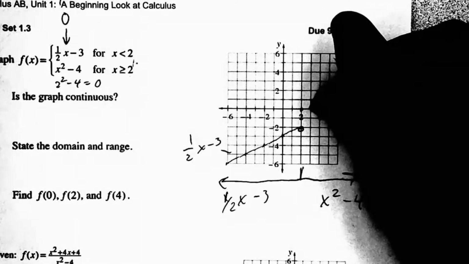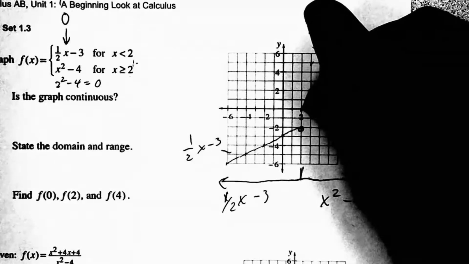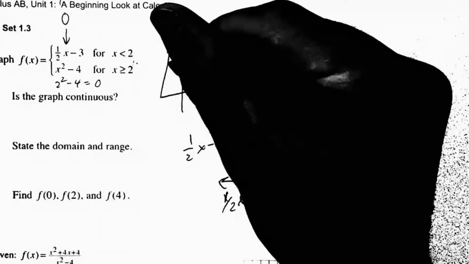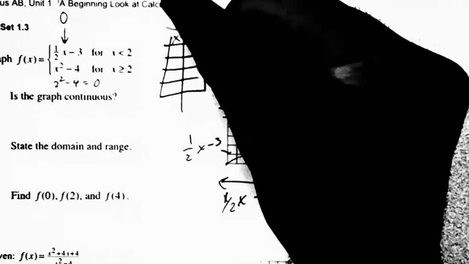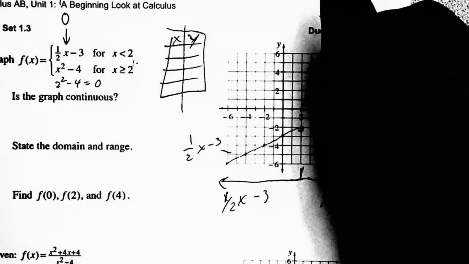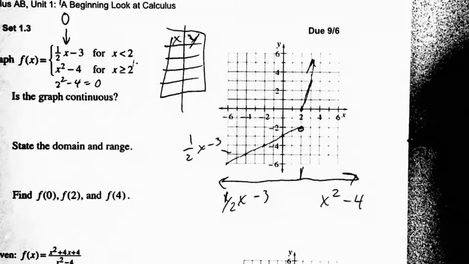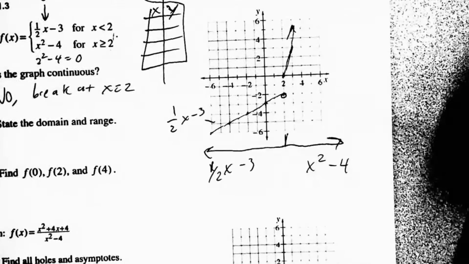When I plug in a 3, 3 squared is 9, 9 minus 4 is 5. If you're having trouble plotting it, make a table: make an X, make a Y, plug in the values, and then plot them. That's an extra step you can do. If you're in a rush, just plug in x values, find the y, and then plot them here. Graph continuous? No. Break at x equals 2. You can see that visually right here at x equals 2.